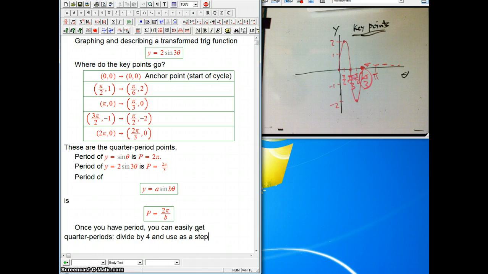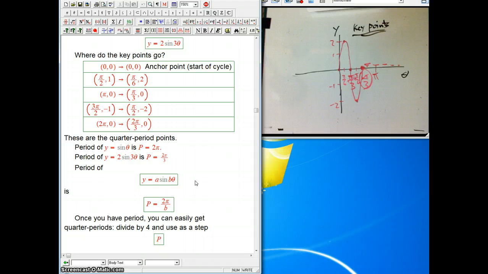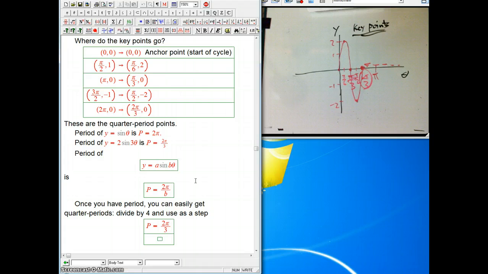So in our case, we could have rederived this in a nice way by saying p is 2 pi over b, so 2 pi over 3, and a quarter period is then going to be that divided by 4, which is just pi over 6. Let me actually write that computation out. 1/4 times 2 pi over 3.